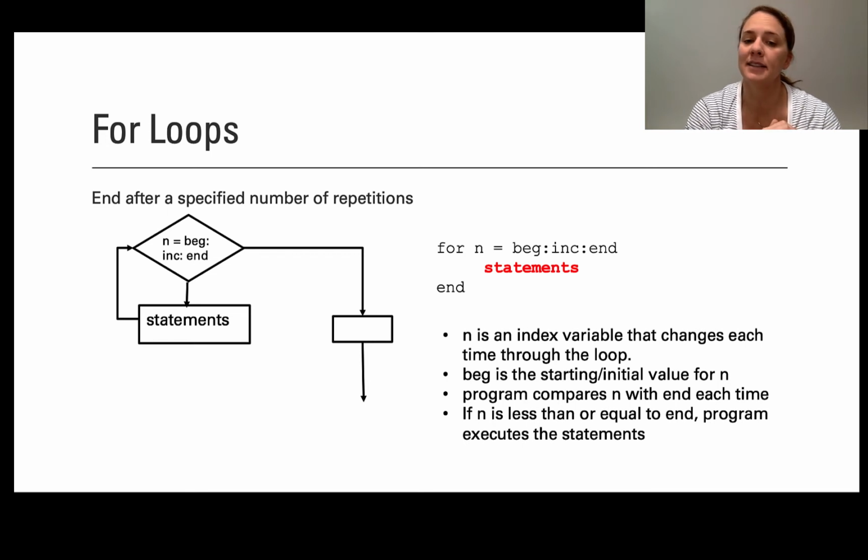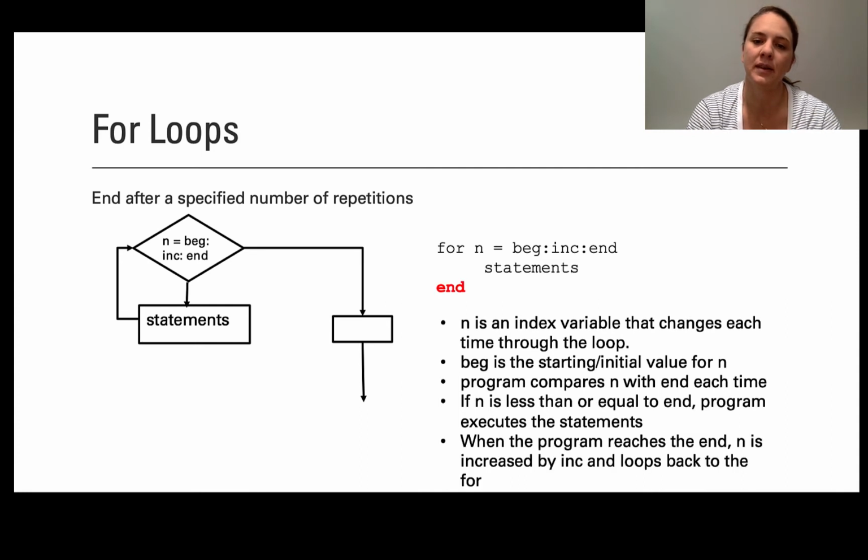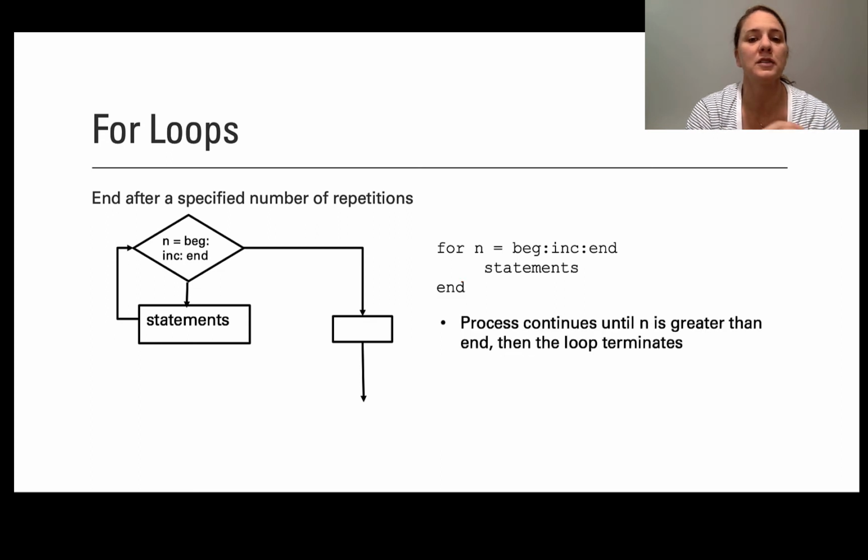If n is less than or equal to end, n and end, I know, a little bit confusing, but if n is less than or equal to end, the program will then execute the statements. When the program reaches the end statement, n, or your index, is increased by the increment and loops back to the for. It might increment by 1, or by 2 or 5, whatever we set it to be. This process is going to continue until n is greater than end, and then the loop terminates. We would come out to the side of our flowchart and go through the rest of the code.